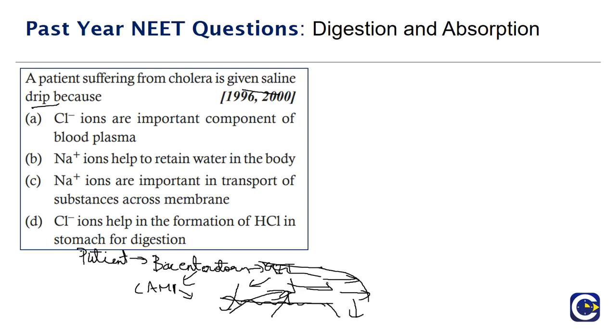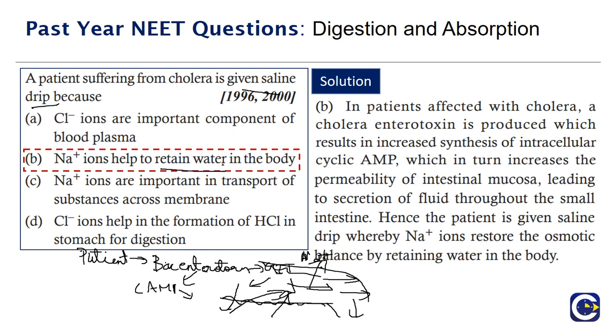So in order to help uptake of water, again we have Na plus ions. So the option is Na plus ions help retain water in the body. In patients affected with cholera, a cholera enterotoxin is produced, which results in synthesis of cyclic AMP, that is what is called cAMP, adenosine monophosphate, which in turn increases the permeability of intestinal mucosa, leading to secretion of fluid through the small intestine. Hence the patient is given saline drip where Na plus ions restore the osmotic balance by retaining the water in the body.